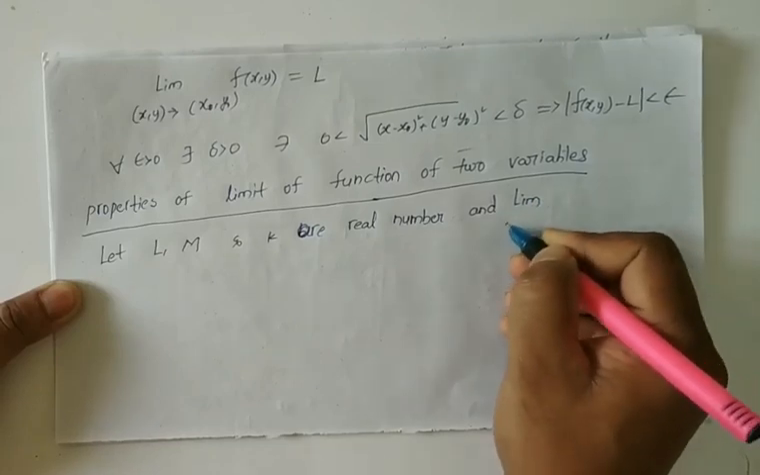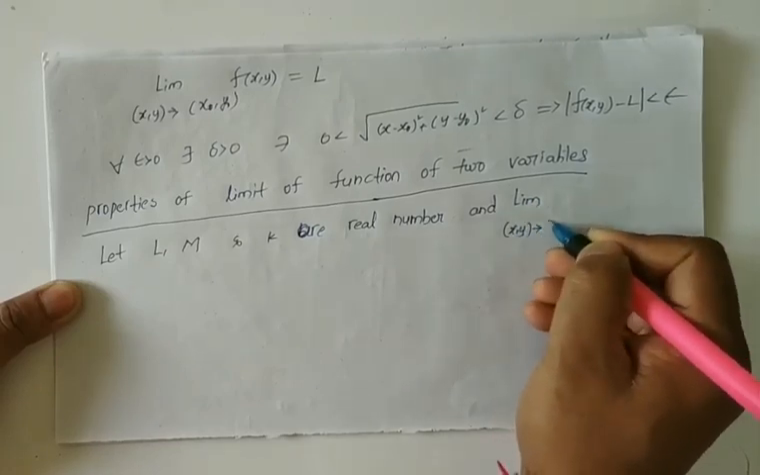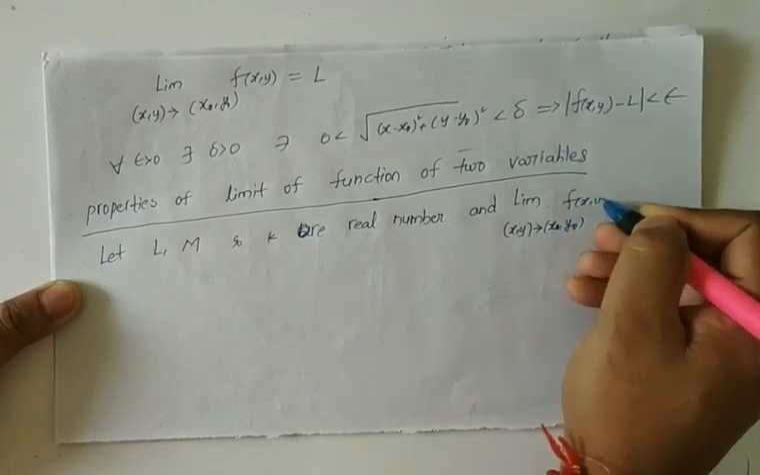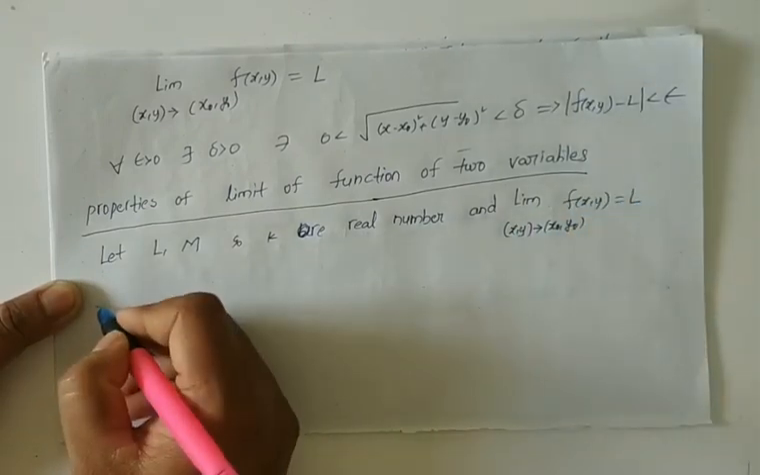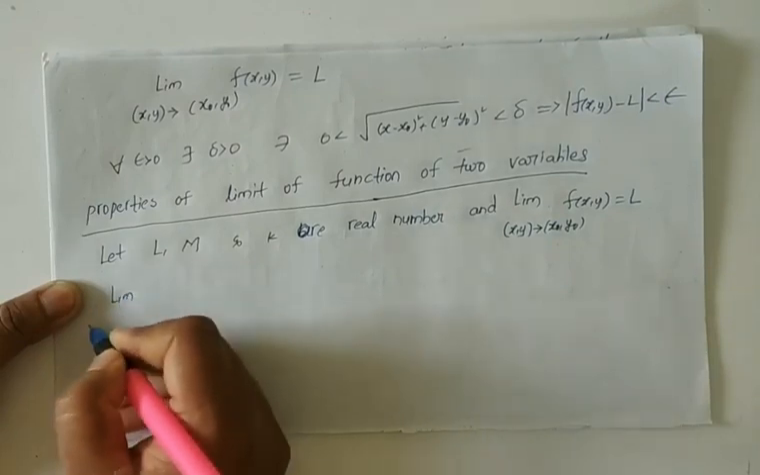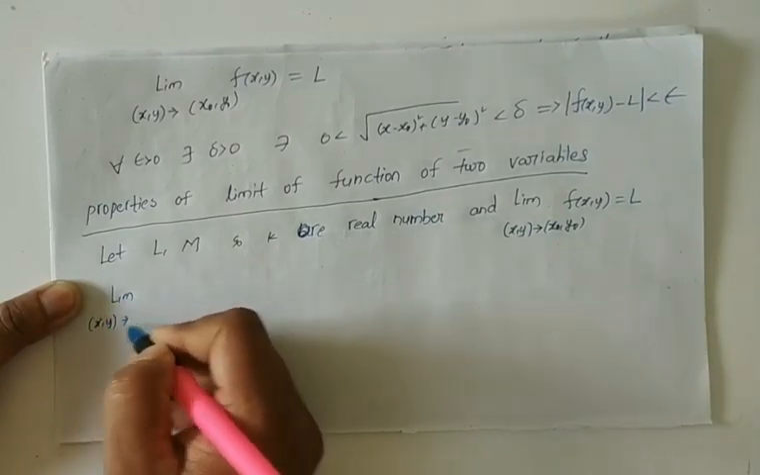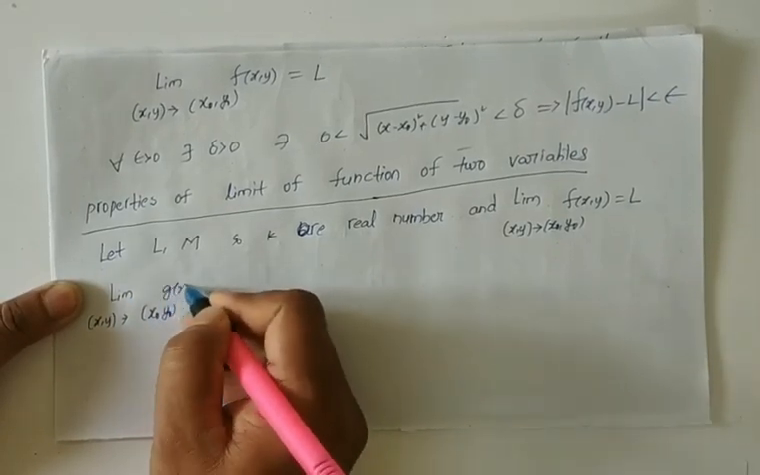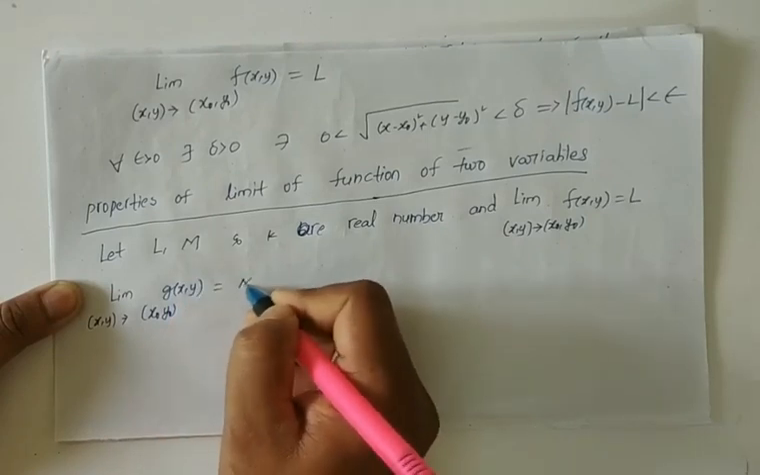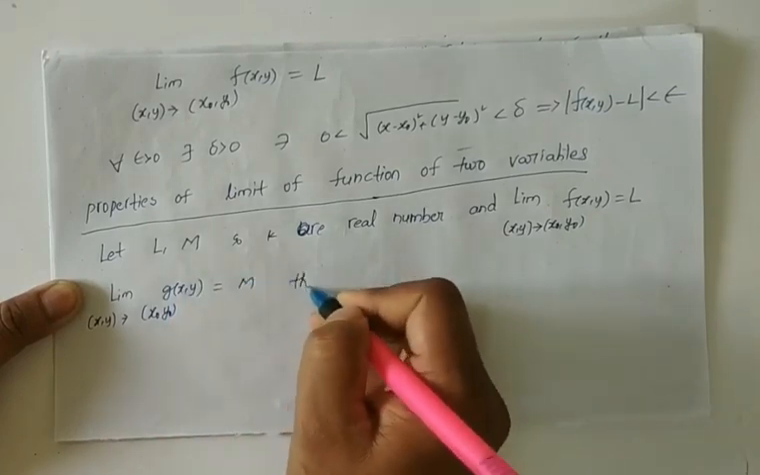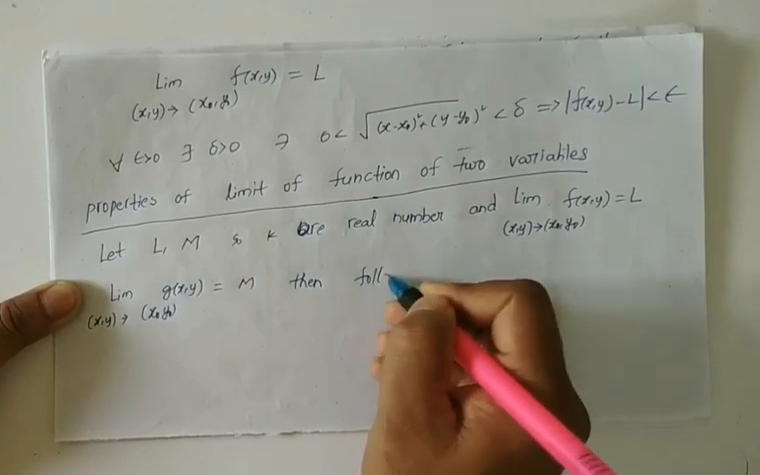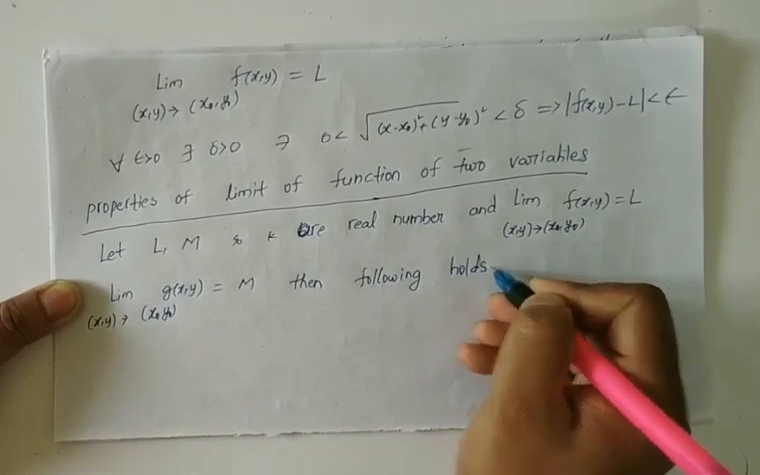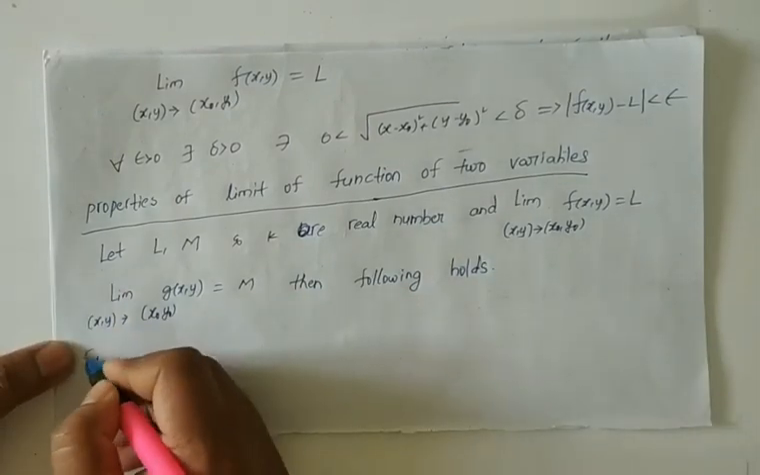the limit as x comma y approaches x naught y naught of f of x comma y is equal to L, the limit as x comma y approaches x naught comma y naught of g of x y is equal to M, then the following holds. Okay, first property, write down.